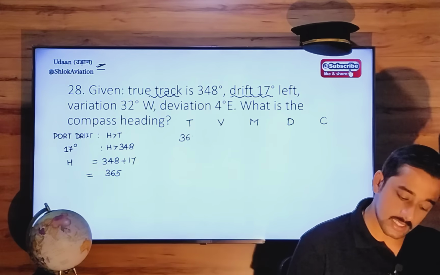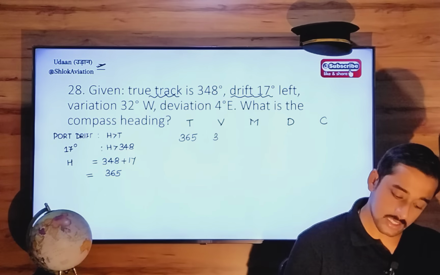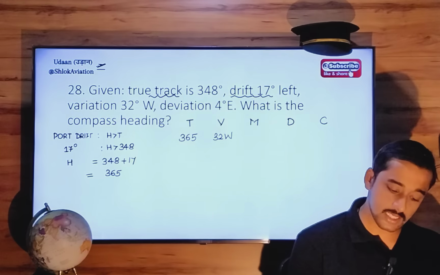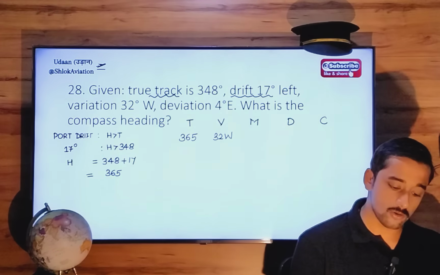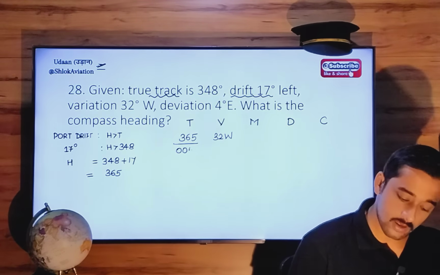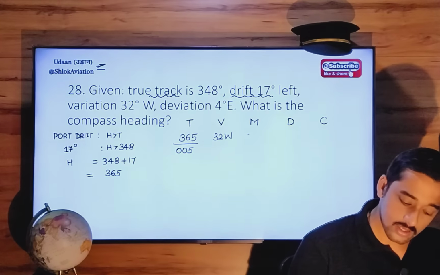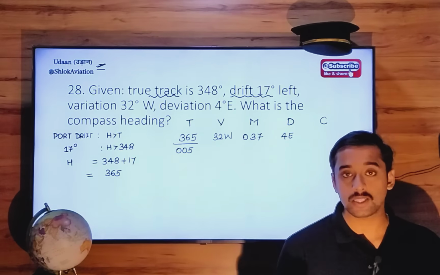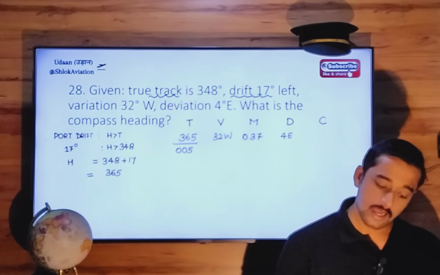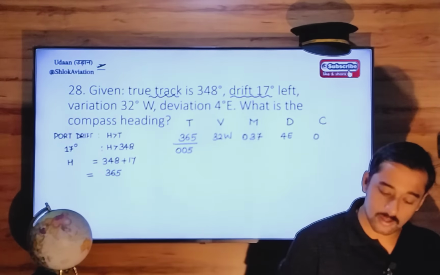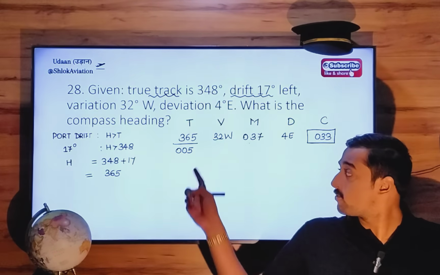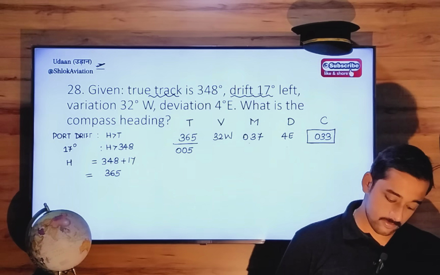So true heading 365. Variation 32 west. Variation west, magnetic is best. 365 plus 32. 365 is nothing but 005. So 005 plus 32 is 037. Deviation is 4 east. Deviation east, compass least, meaning compass will be less than magnetic. So 37 minus 4, 033. So your final answer is 033. Okay, be careful here. 365 is nothing but 005.